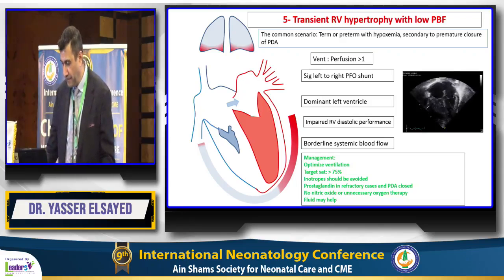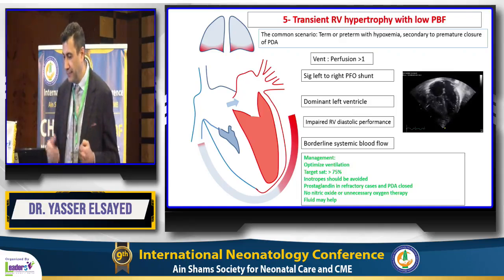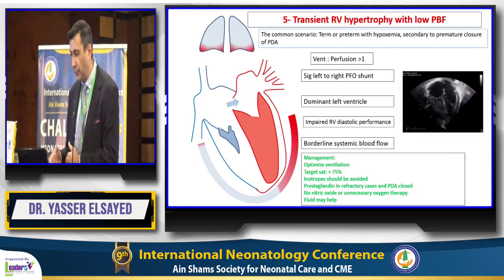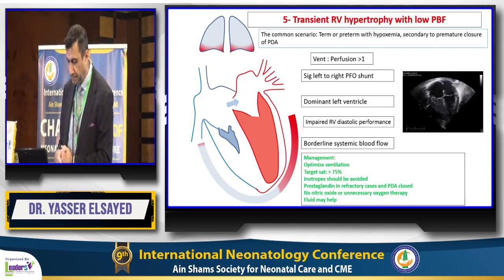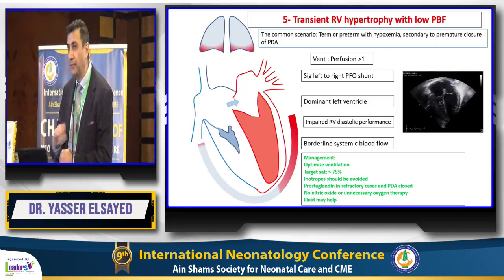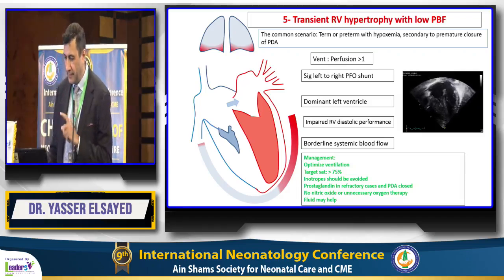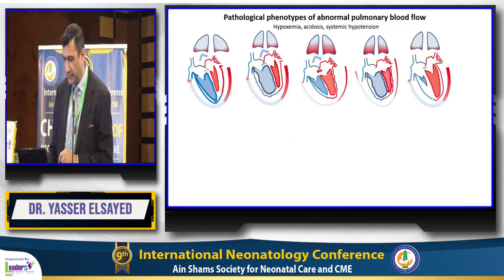Infant might die if you give too much inotropes, because the infant will rely on filling and the inotropes will decrease the filling, especially if you use inotropes that might increase the heart rate. Prostaglandin might be used in refractory cases, and no nitric oxide, or no pulmonary vasodilators to be used in this case. And this needs for sure echocardiography for diagnosis.